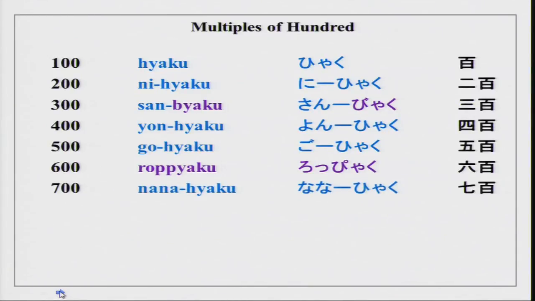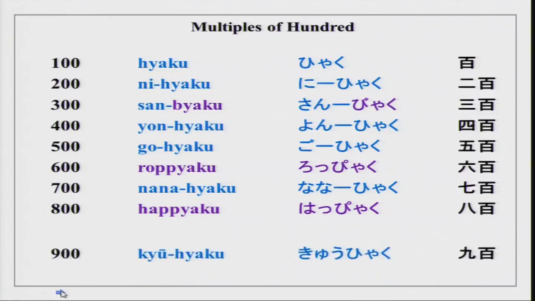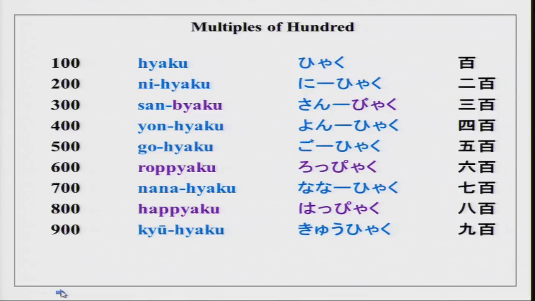Now, nana hyaku, 700 is nana hyaku. We are back to hyaku again, and with 800 we have pyaku with us, and the reading is hapyaku. 900 is kyuhyaku, and then in the end we have sen or 1000 or issen. Sen means 1000 and issen means 1000. Of course, both can be used for 1000.